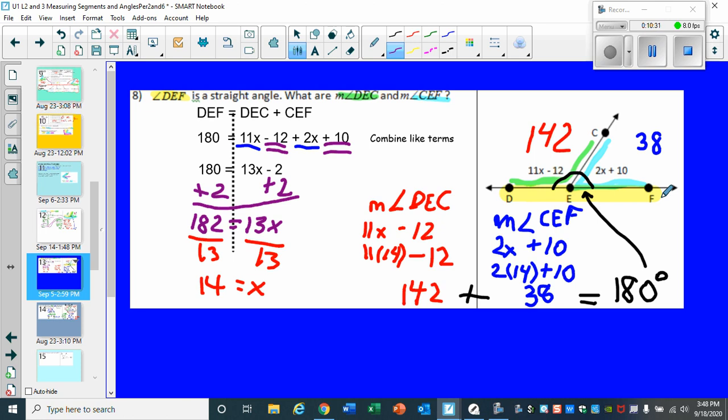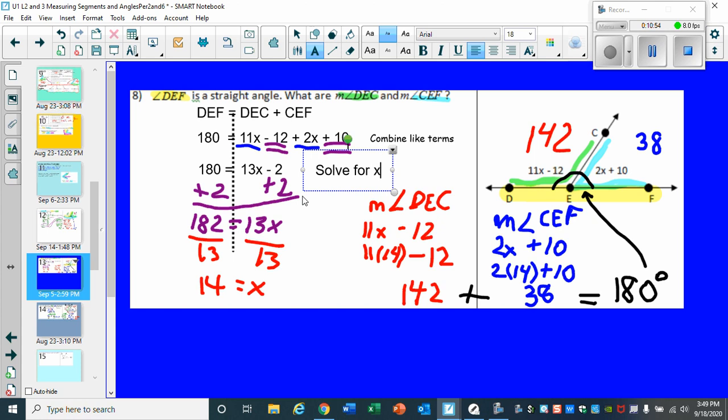You add up your two sides, combining like terms, and then solve for x. So first part, we set 180 to equal 11x minus 12 plus 2x plus 10. 11x, 2x gives us the 13x. Negative 12, positive 10 gives us negative 2. And now we solve for x. First, you add 2 to both sides. So we have 182 equals 13x. Divide both sides by 13. 14 is your response.